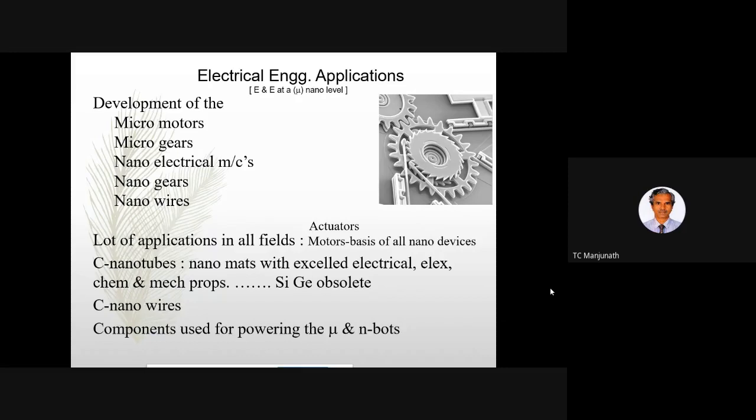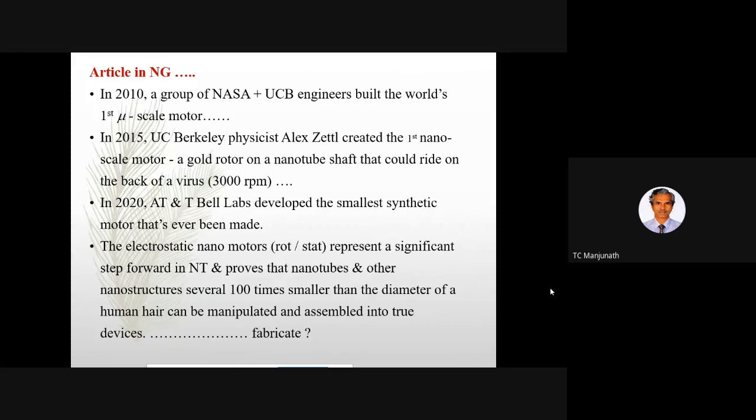A bus is there, a vehicle is there, a car is there. What are the actuators? The fuel, so the motor, etc. So actuators are the devices that are used for movement. Here we are concentrating on the nano and the micro motors, which are very, very small.